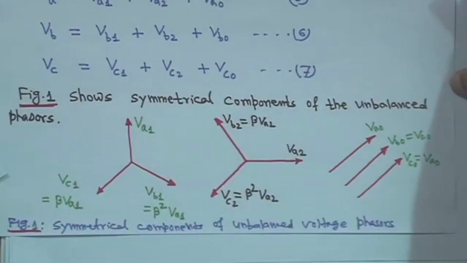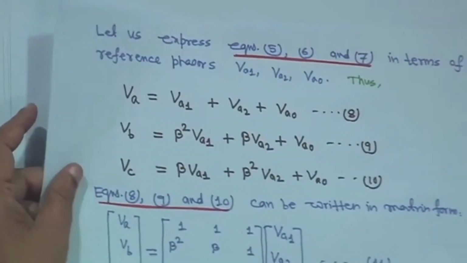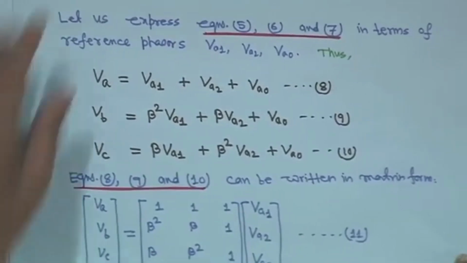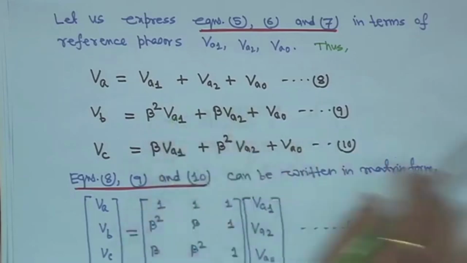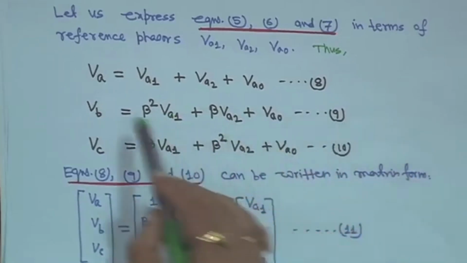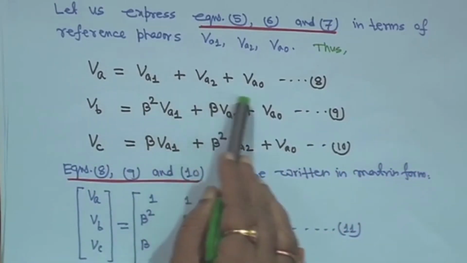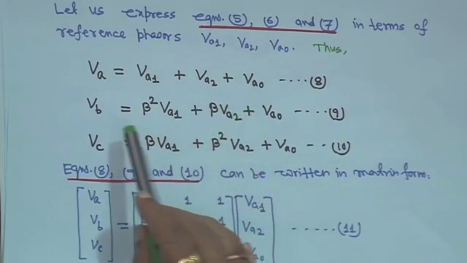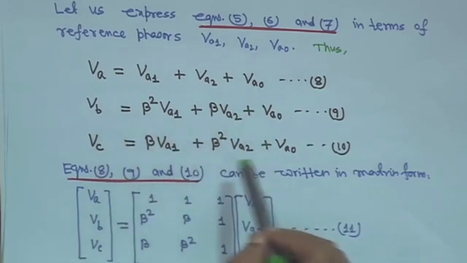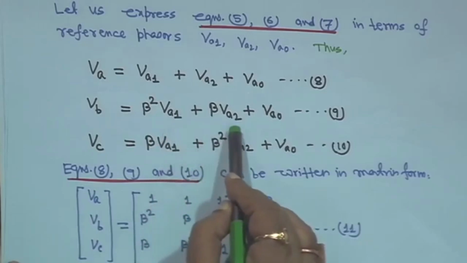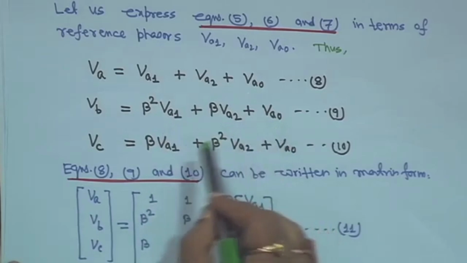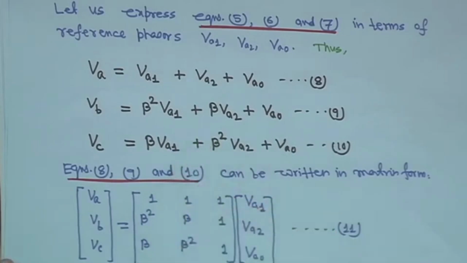Now, let us express equations 5, 6 and 7 in terms of the reference phasors Va1, Va2 and Va0. Current will also follow the same philosophy, that Va is equal to Va1 plus Va2 plus Va0. So, Vb is equal to beta square Va1 plus beta Va2 plus Va0.